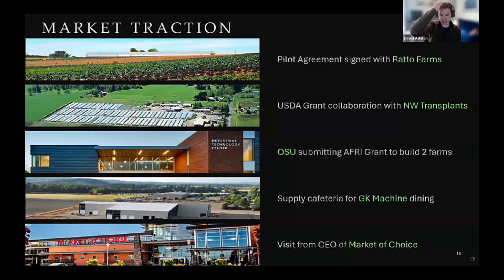We also submitted a USDA grant with the Northwest Transplants. So this grant will focus on living basil harvesting or living crop harvesting. I'll talk about that in a little bit. We think there's a pretty strong market there as well.